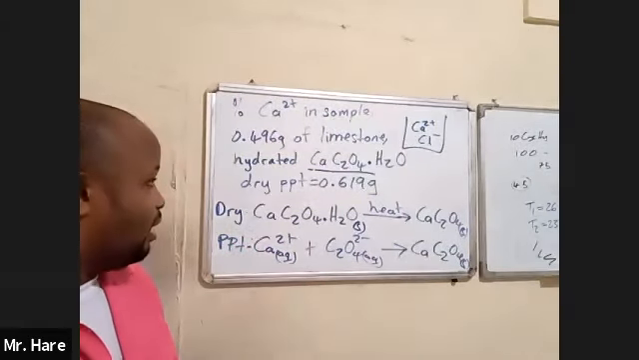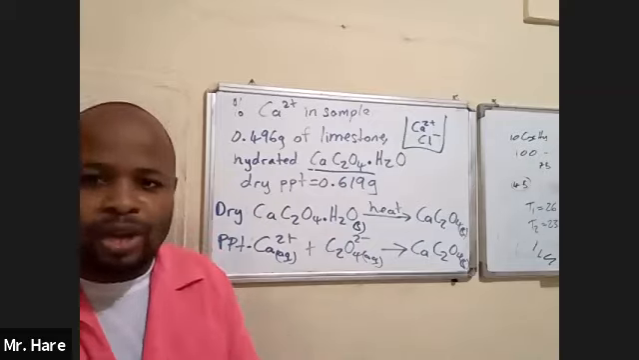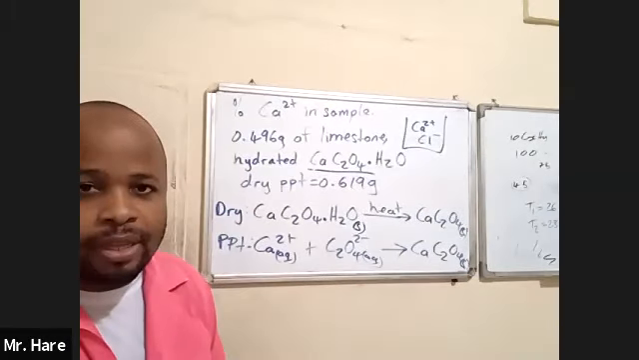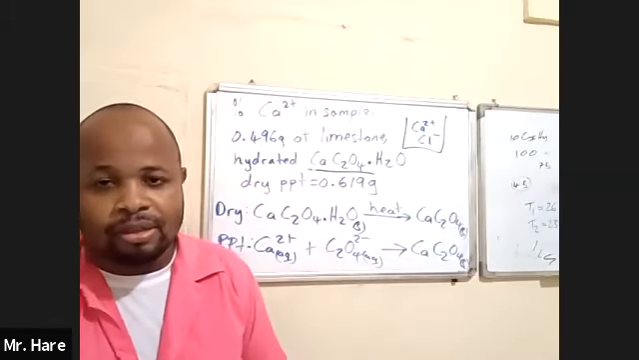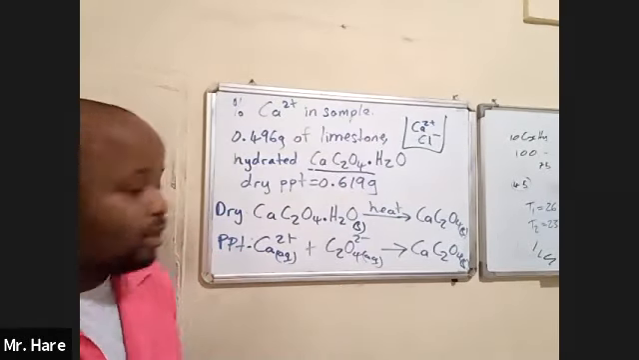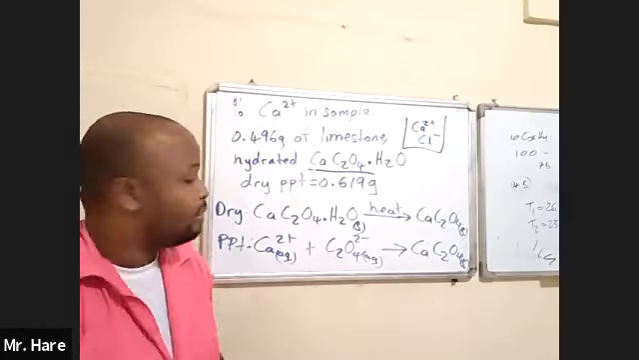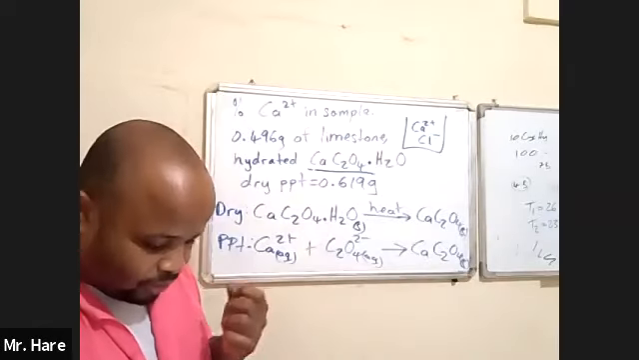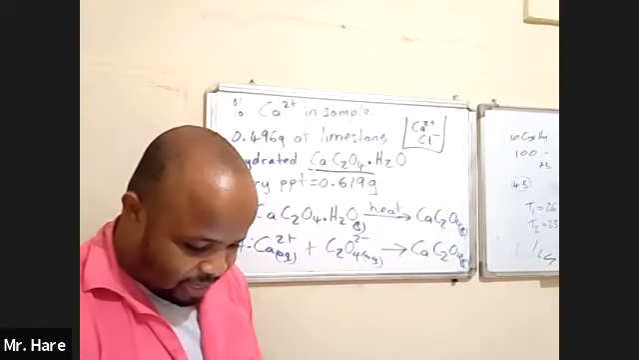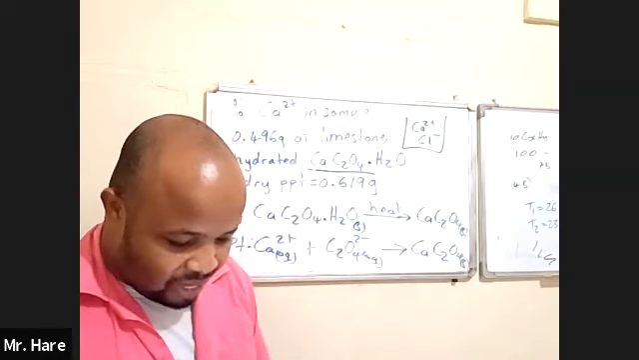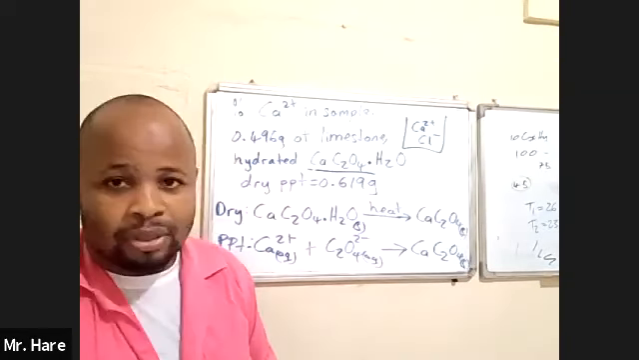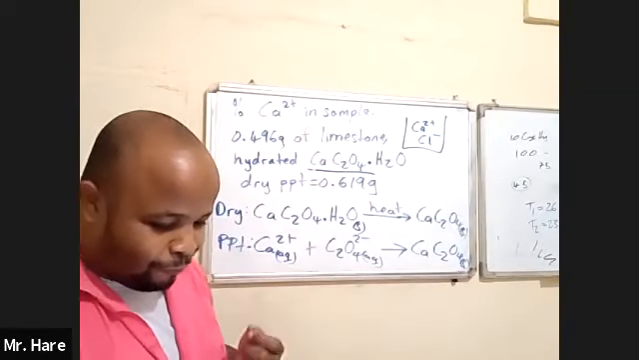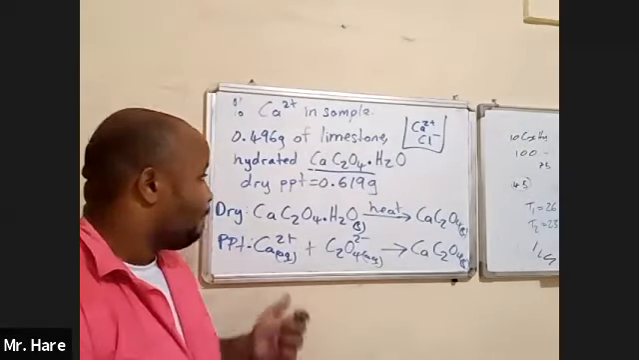Distilled water. And why are we rinsing the precipitate? To remove contaminants or impurities, right? Good. So let us look at it. It says now, calculate the percentage of calcium in this sample. We get 4 marks for that.